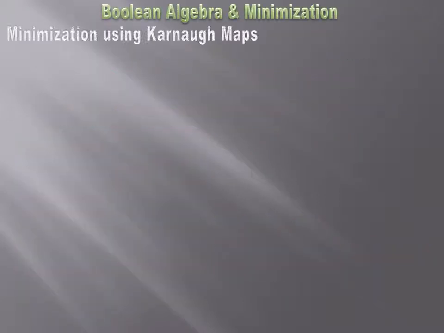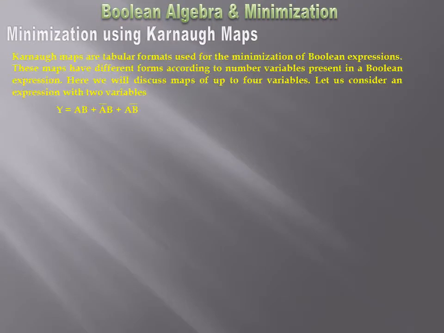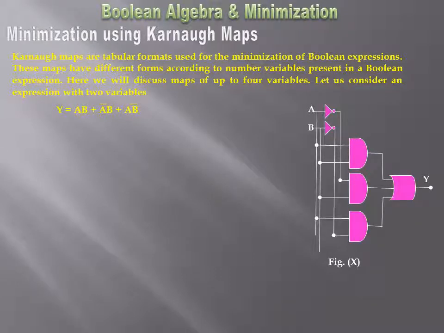So let's start with the minimization using Karnaugh maps. We'll start with expressions having two variables. Let's consider the expression y equal to AB or A naught B or AB naught. This expression can be realized by this circuit consisting of 3 2-input AND gates, 1 3-input OR gate and 2 NOT gates.